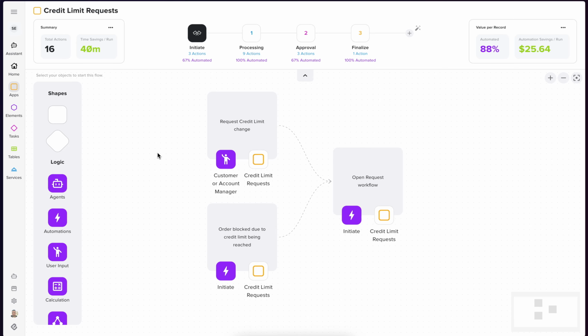Today I'd like to share how AI workflow orchestration can help automate the process for adjusting credit limits. One of our customers came to us with this issue where customers would place orders and that order would get blocked because the customer's credit limit was too low. And the process for reviewing that was super manual.